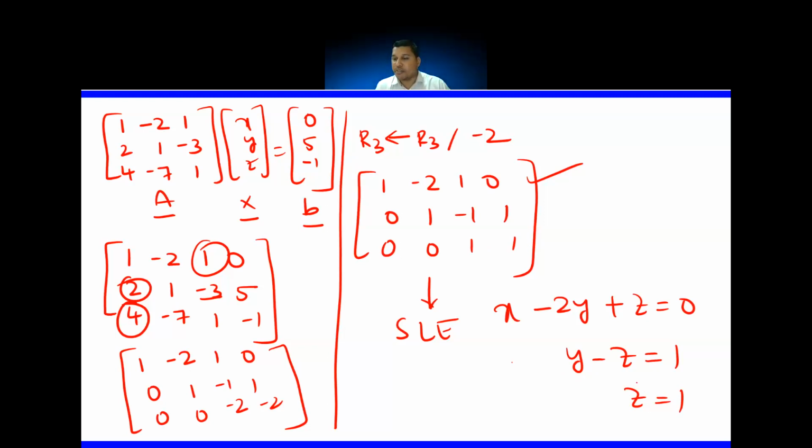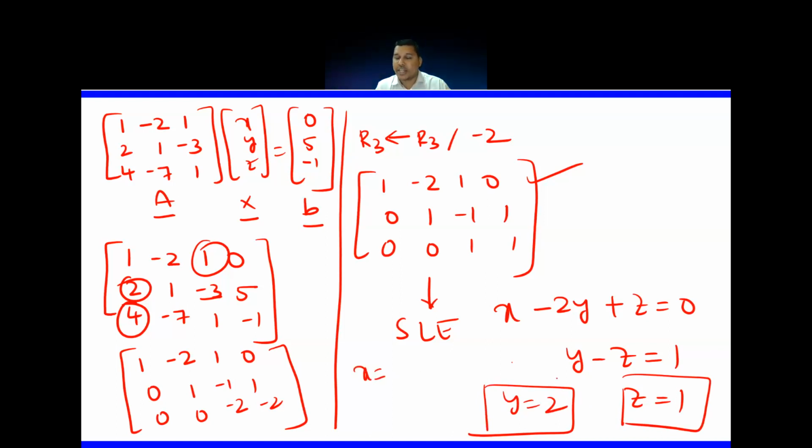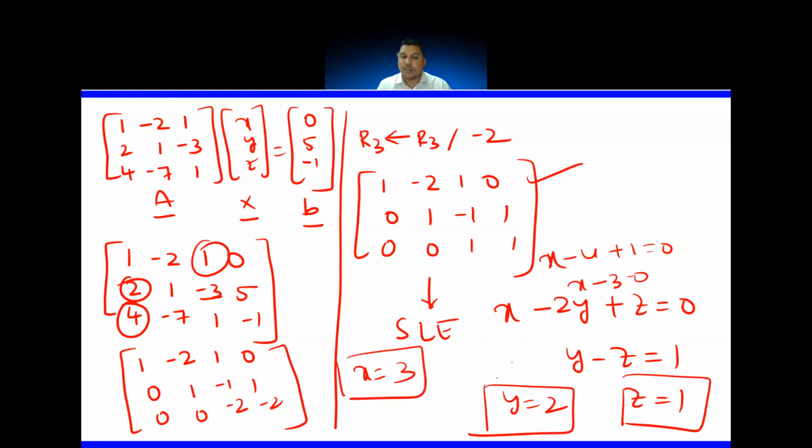z is 1. When z is 1, if you put z here, 1, y becomes 2. y becomes 2, z is 1. You substitute these two values. What is the x value? Here, y is 2, so x minus 4 plus 1 equal to 0. So x minus 3 equal to 0. x becomes 3. So the values are 3, 2, 1. So what are the values of x, y, z? 3, 2, and 1. I hope you understood the Gaussian elimination method.